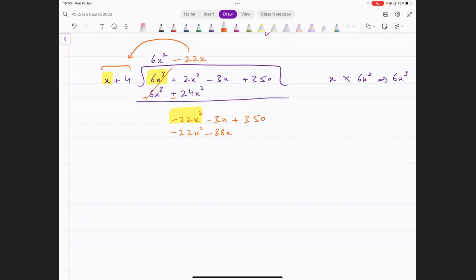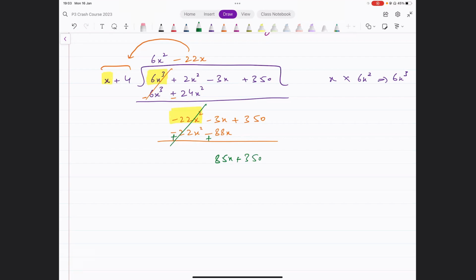And you repeat the same process. You have to subtract this expression from the expression on top. An easy way of doing this is that you change the signs of each term here. This is negative, so you make it positive. This is also negative, you make it positive. Now, minus 22x squared plus 22x squared, this is going to get cancelled. The first terms are always going to get cancelled. What do you get from this? Minus 3x plus 88x, that's 85x plus 350.